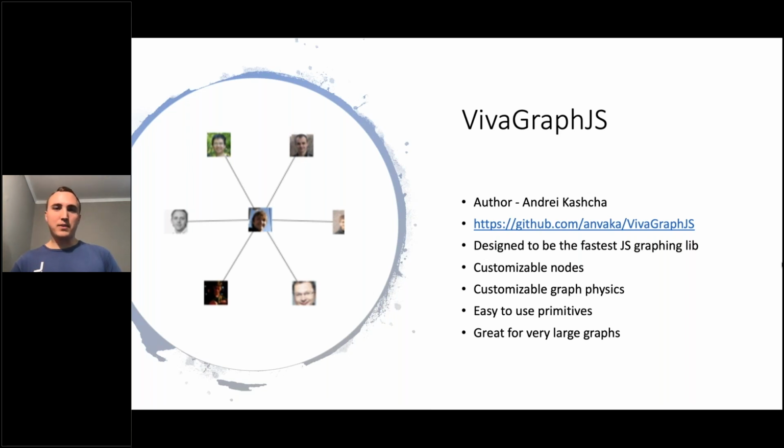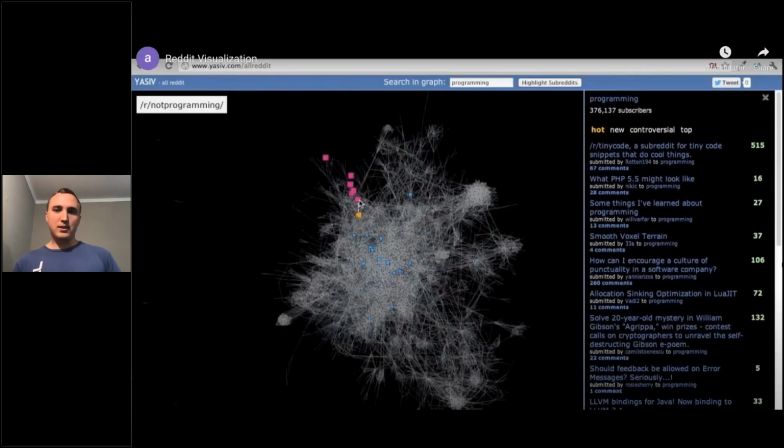Also, you can customize the physics, so you can modify the spring length or how quickly the graph renders, which can be useful. It's also very easy to get started. It's a very modular library, very simple to start graphing things, and it's great for large graphs. For instance, this is a graph of all of Reddit, where all the links between the nodes are subreddits, and it is searchable. All these highlighted nodes here are relevant to the search term programming. Our graphs are not going to be that big, so this library should be perfect.